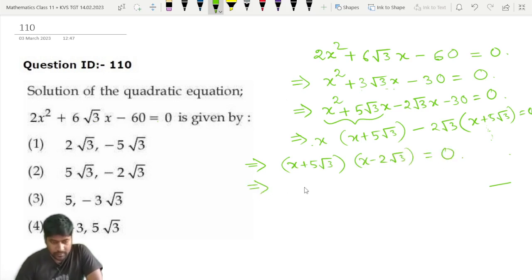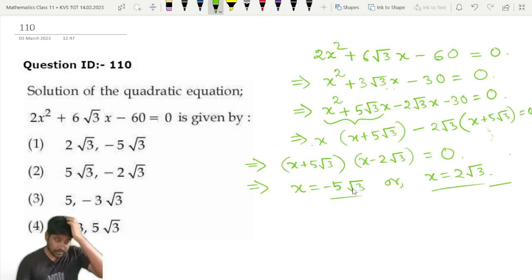That will imply x is equal to minus 5 root 3 or x is equal to 2 root 3. These are the two solutions, minus 5 root 3 and 2 root 3. So option 1 is the correct answer for this question.